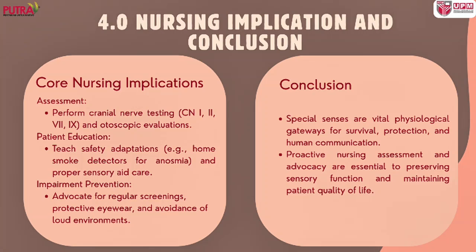We must accurately assess sensory functions using tools like otoscopic exams and targeted cranial nerve testing. We are responsible for patient education, helping individuals adapt to permanent sensory loss safely, such as ensuring a patient with anosmia has functioning home smoke detectors. We must also advocate for prevention, teaching patients to use protective eyewear and avoid environment-induced loud noise exposure.